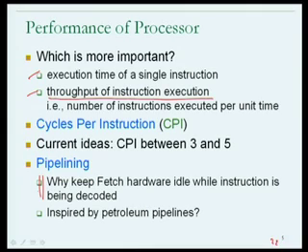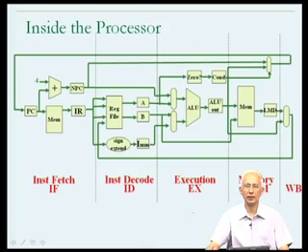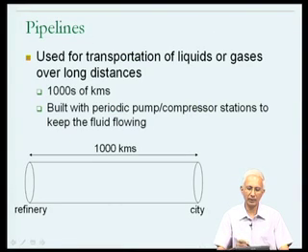And I suggested that the design of pipeline processors may be viewed as having been motivated by the idea of petroleum pipelines, which I briefly introduced with a diagram of this kind. The idea being that petroleum pipelines could be extremely long, running to potentially thousands of kilometers, and they are used to transport liquids or gases over long distances, such as between, let's say, a petroleum refinery and the location of the bulk of the end users.